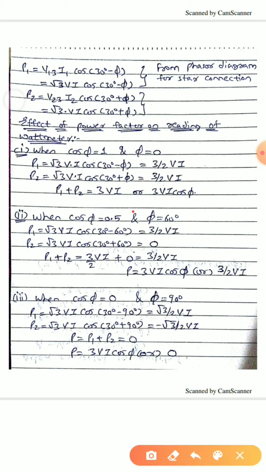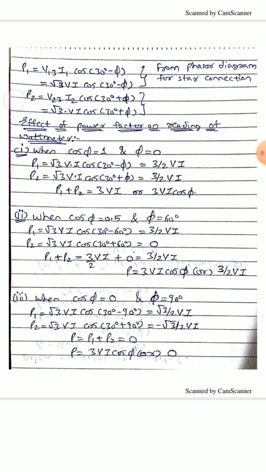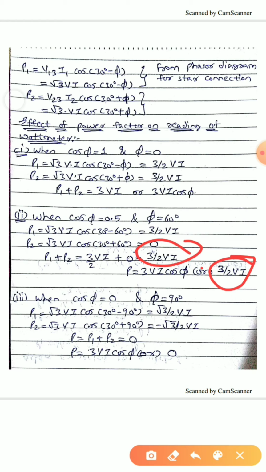The second condition that I am having is when the value of power factor is 0.5. For this we know that phi's value should be equal to 60 degrees. Now as we have seen, P1 and P2, the formula we have derived. From that I am taking cos(30 degrees minus 60) and cos(30 degrees plus 60). So here we can see that I am getting 3 by 2 Vi and 0. Now I am adding P1 plus P2 because I have to find out the total power. Therefore I am getting 3 by 2 Vi, or I can write it as 3 Vi cos phi, cos 60.